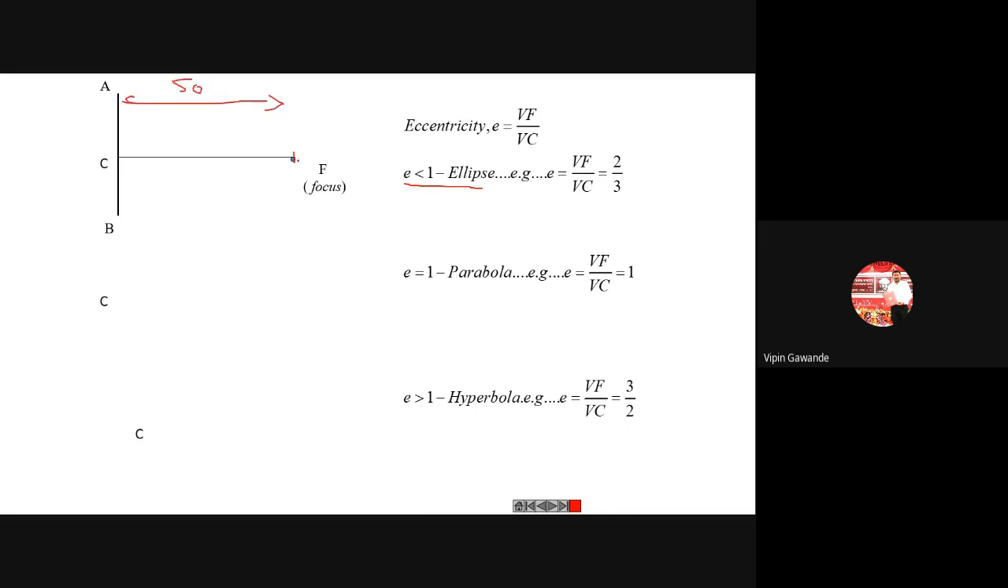Now the next step is you have to divide this CF. How many divisions? That is equal to the addition of eccentricity, so 2 plus 3. We have to divide this into 5 number of divisions: 10 mm, 20 mm, 30 mm, 40 mm and 50 mm. Now where to mark the vertex? We have to mark the vertex in between CF.